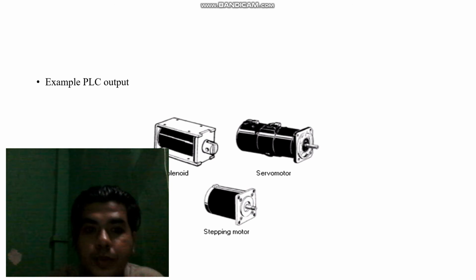Next, examples of PLC output. Here are some examples of PLC output that can be seen in the pictures, such as solenoid, servo motor, and stepping motor.